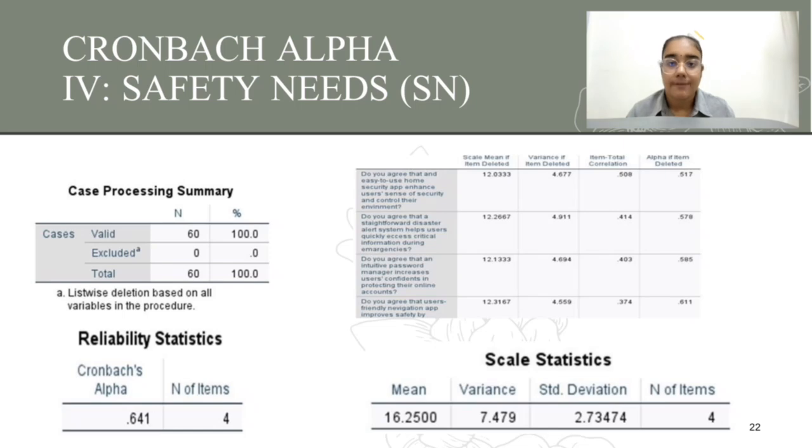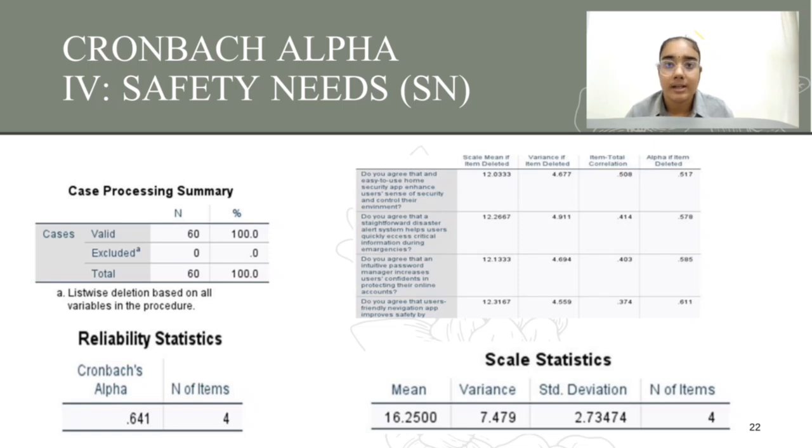Cronbach's alpha for safety needs. The Cronbach's alpha value is 0.641. The mean is 16.25000. Variance equals 7.479. The standard deviation is 2.73474. The highest item-total correlation value is 0.508.